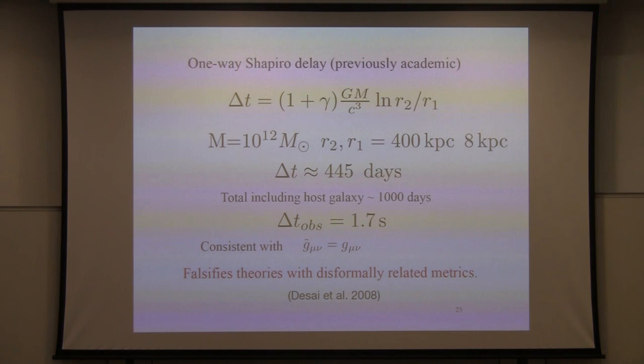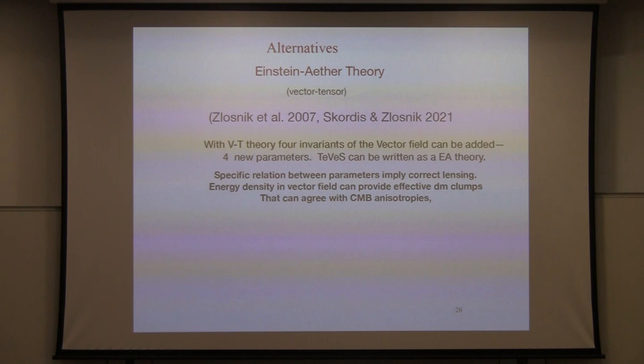Jacob would have been very interested in this result. I might say there are alternatives. There's Einstein-Aether theory, which we'll hear more about in this meeting. It's a vector-tensor theory with four invariants. One vector field can be added, and four new free parameters can be added. And TeVeS was shown by Zlosnik et al. that TeVeS can be written as an Einstein-Aether theory if you choose correctly the invariants, these constants.